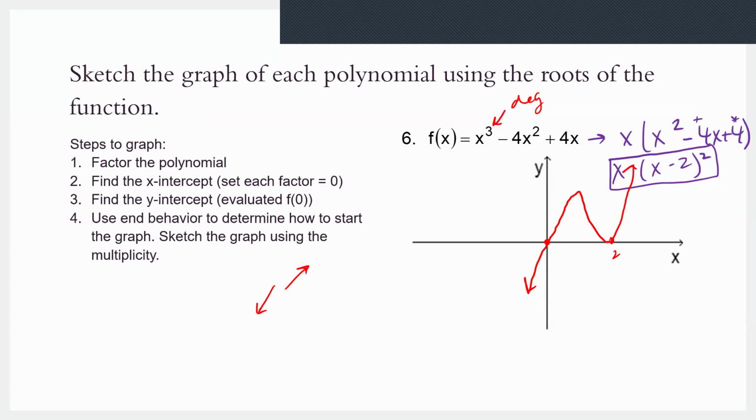Why did we kiss at 2? What is that called? What did we just write? Starts with M. Multiplicity. It has a multiplicity of 2, which means that it's going to kiss or sit on the line.